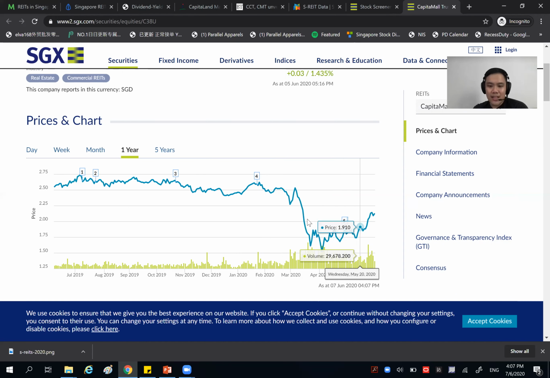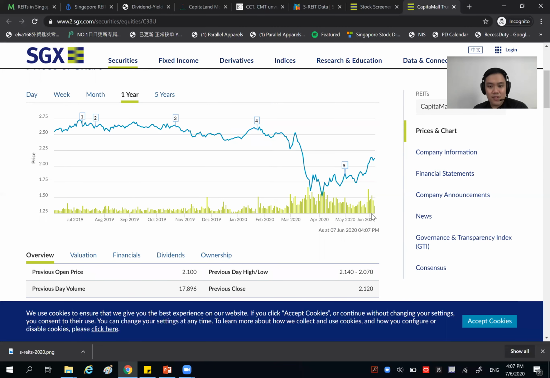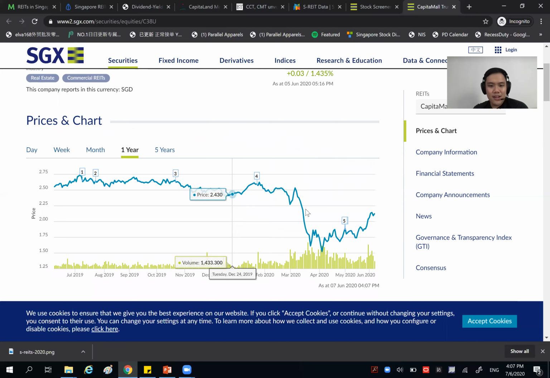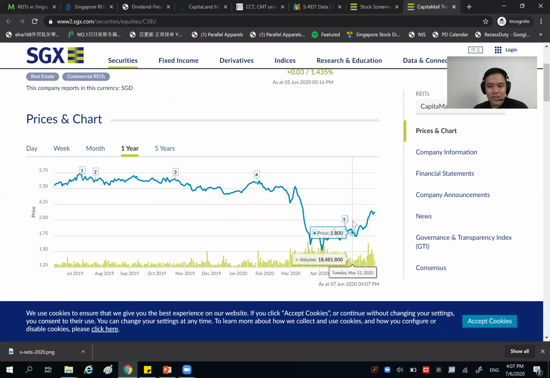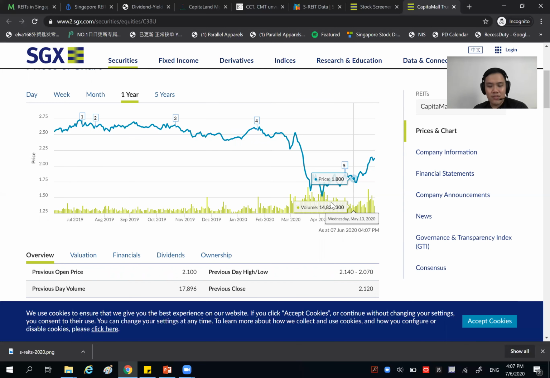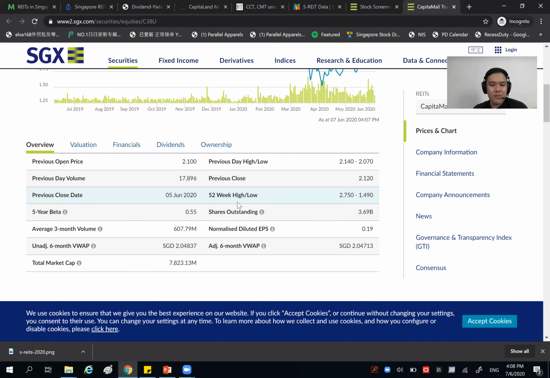So you see news like this does tend to affect REITs as well. As you know, CapitaLand Mall Trust is a retail REIT. So with the lockdown and the circuit breaker going on, there was an effect of many malls having to close down, and reliefs had to be given to help out tenants with rentals and so on.